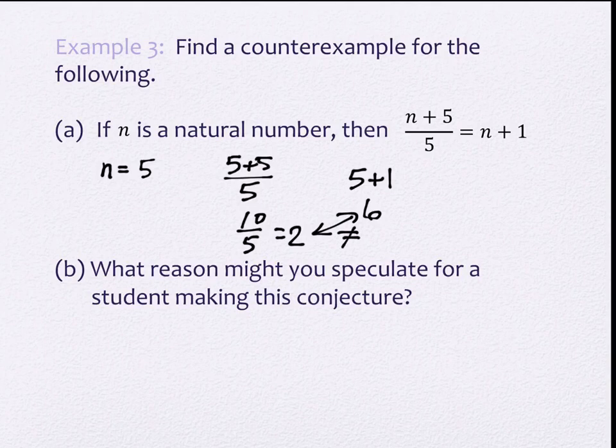Counterexamples for this one come easily. That doesn't always happen. Sometimes you try something and it actually works. So this is a counterexample. n equals 5 shows that this statement, again, whatever happened, doesn't work. So it's a good way to show a student that the mistake's not going to actually yield them what they thought, right? These two things aren't really equal. So any idea, speculation-wise, what you think a student might be doing to think that n plus 5 over 5 is equal to n plus 1?